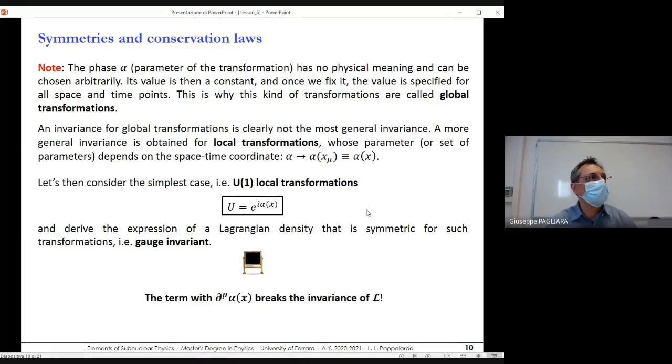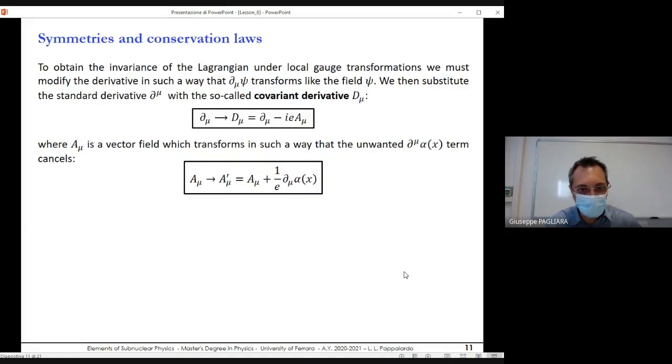So what we found on the blackboard is that the term that includes the derivative of the parameter of the transformation breaks the invariance of the Lagrangian under this infinitesimal local transformation. Okay. So in order to recover the invariance of the Lagrangian density under local gauge transformation, we must modify the derivative in such a way that the derivative of the field transforms again as the field, as it was for the case of global transformation, if you remember.